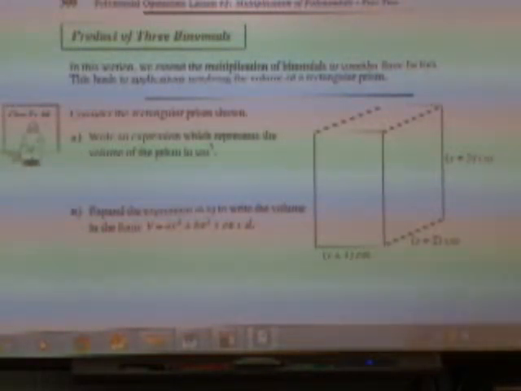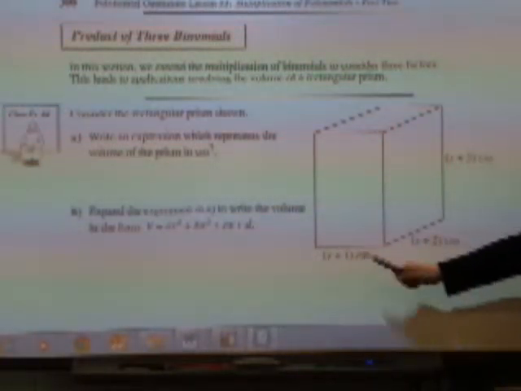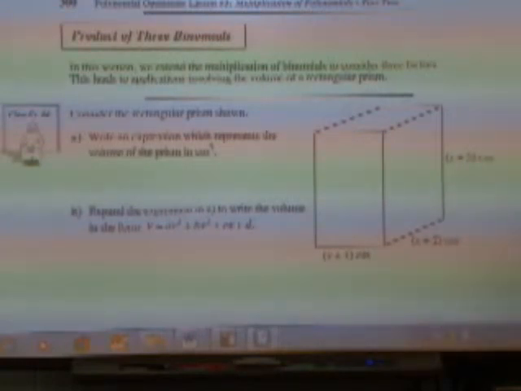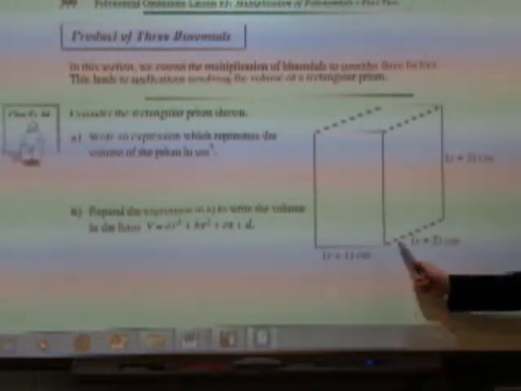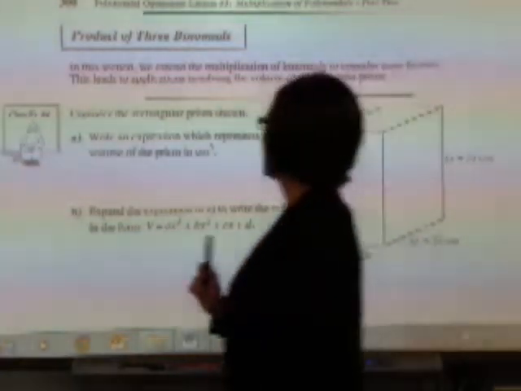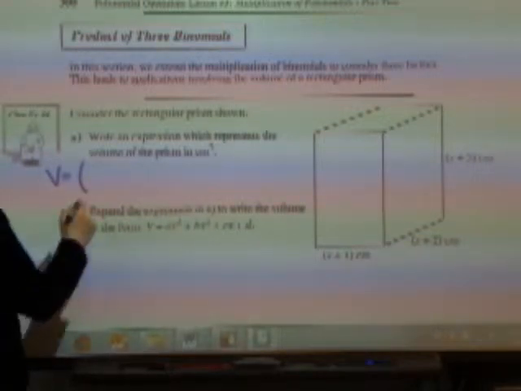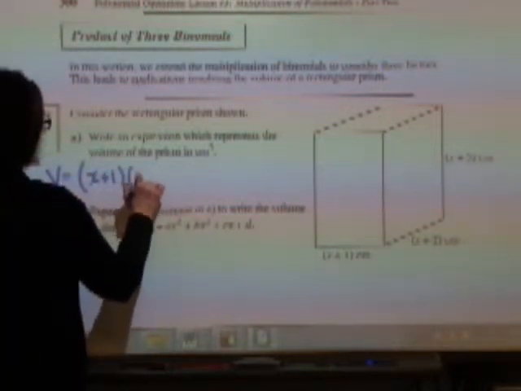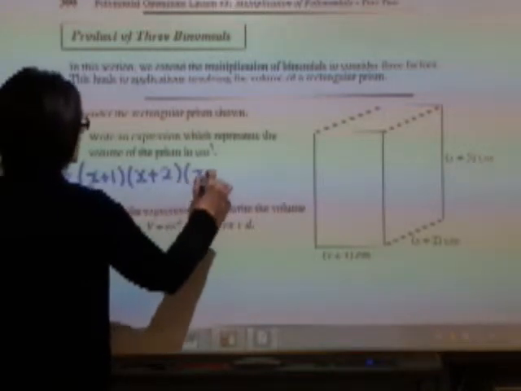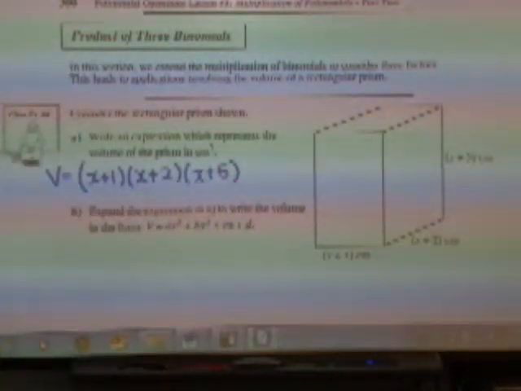Consider the rectangular prism that's shown here. It has dimensions that are x plus 1, x plus 2, and x plus 5. How do I calculate the volume of this shape? Length times width times height. The area of the base, which is length times width, times the height of the prism. So in terms of my expressions, I have x plus 1 times x plus 2 times x plus 5.